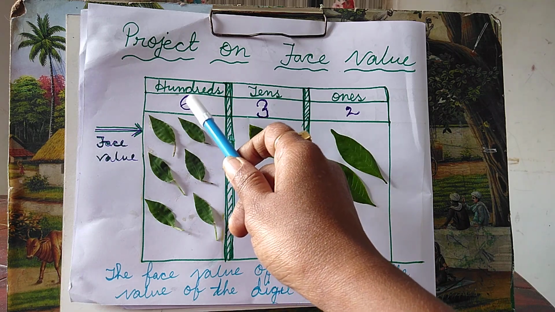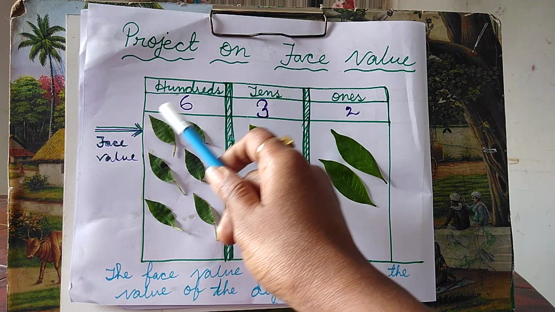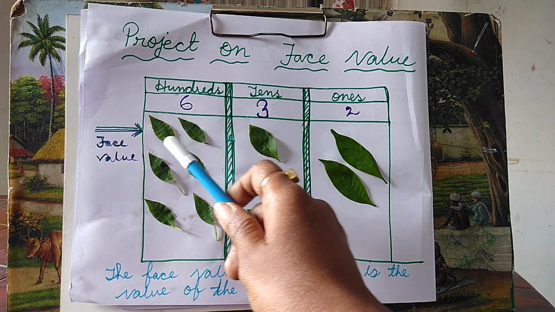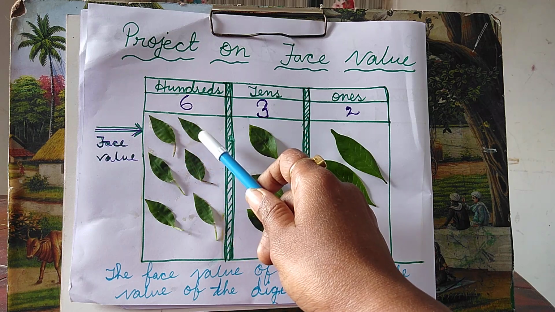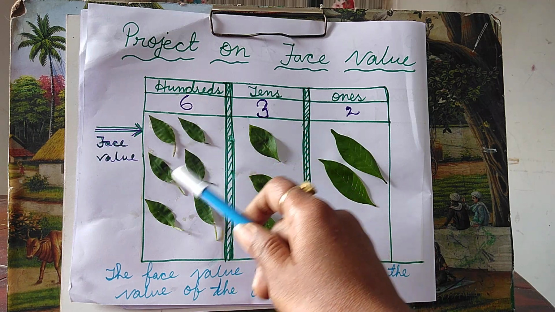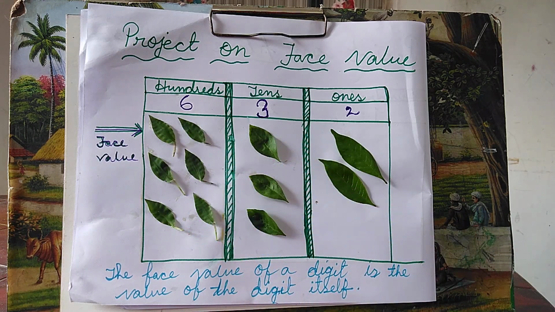The third digit is 6. Face value of 6 is 6. So, paste here 6 leaves. 1, 2, 3, 4, 5, 6.